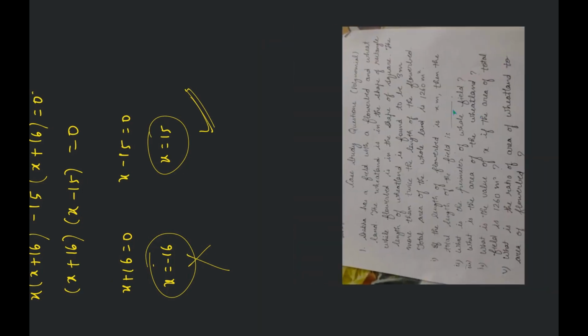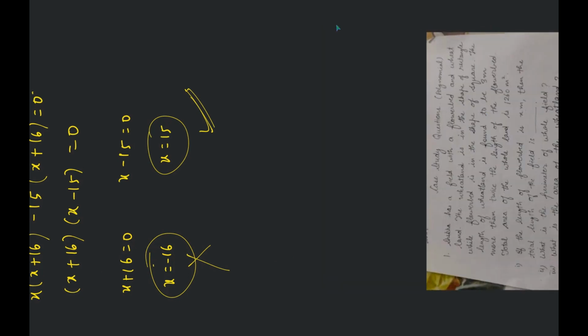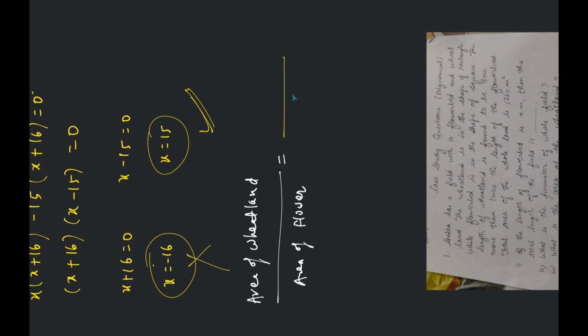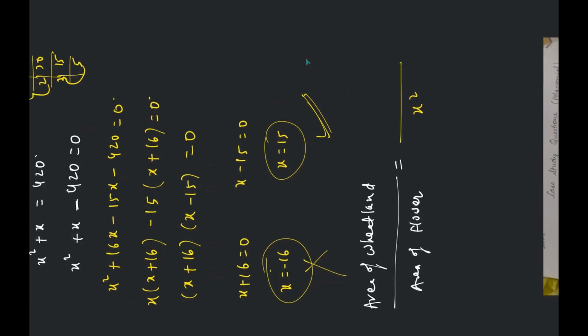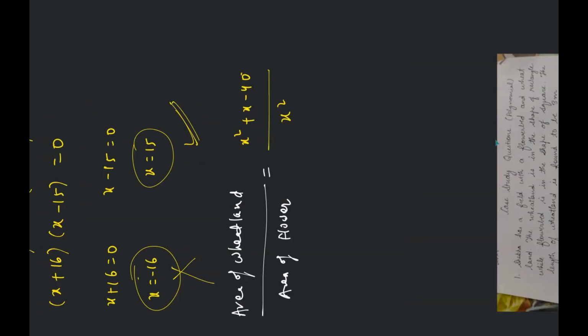Okay. Now here you calculate the area of flower. So area of wheatland upon area of flower. You understand or not? Area of flower, it is a square. That is x square. Okay. Wheatland, I have calculated x square plus x minus 40. x square plus x minus 40. Just put the value of x, that is 15.